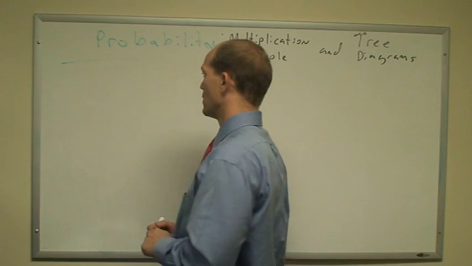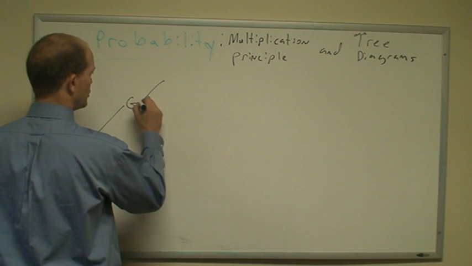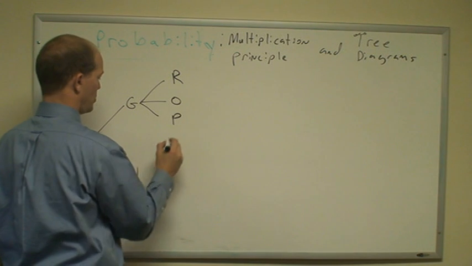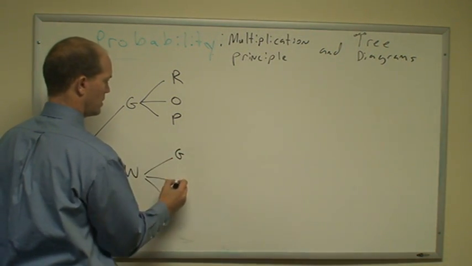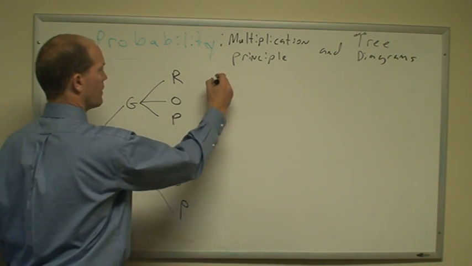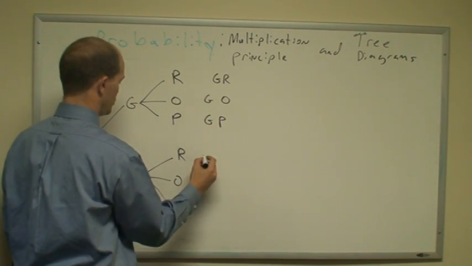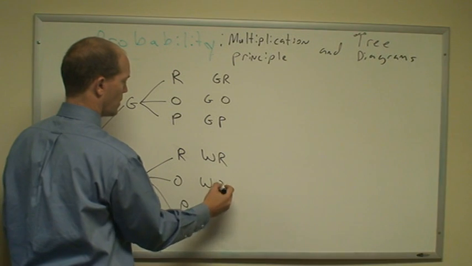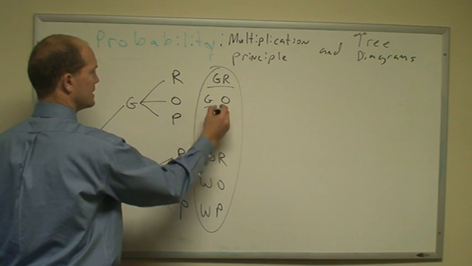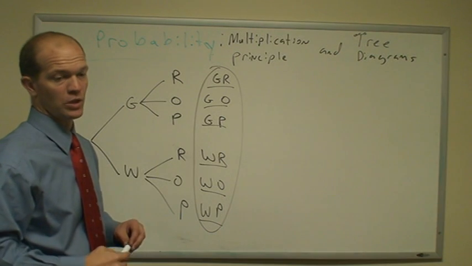One way to help you see what's going on with this is to draw this out with a tree diagram. Sorry, I believe I said green and white socks, red, orange, and purple shoes. So you could have green socks with red shoes, green socks with orange shoes, green socks with purple shoes, white, red, white, orange, and white, purple. And you should be able to see there are 6 distinct combinations you can have. And this is an example of using a tree diagram and what it looks like.